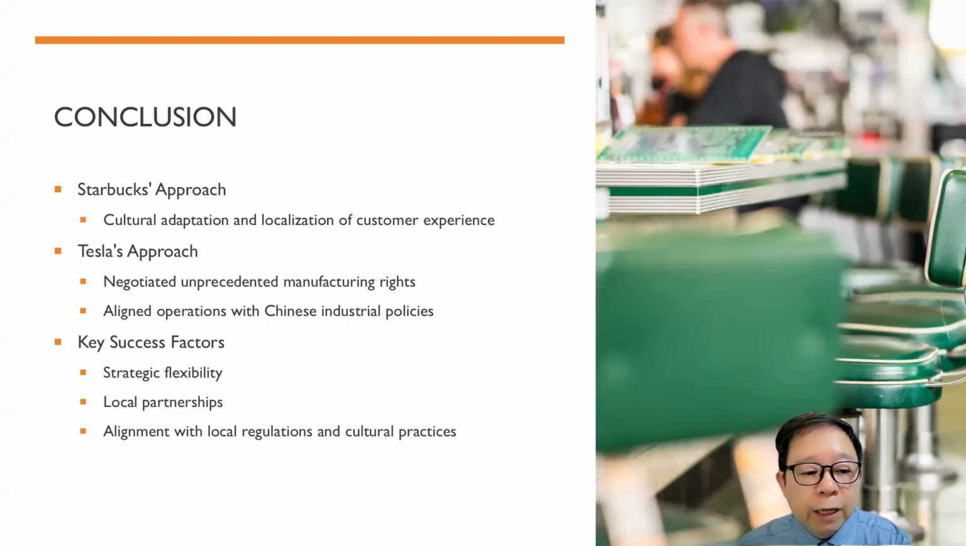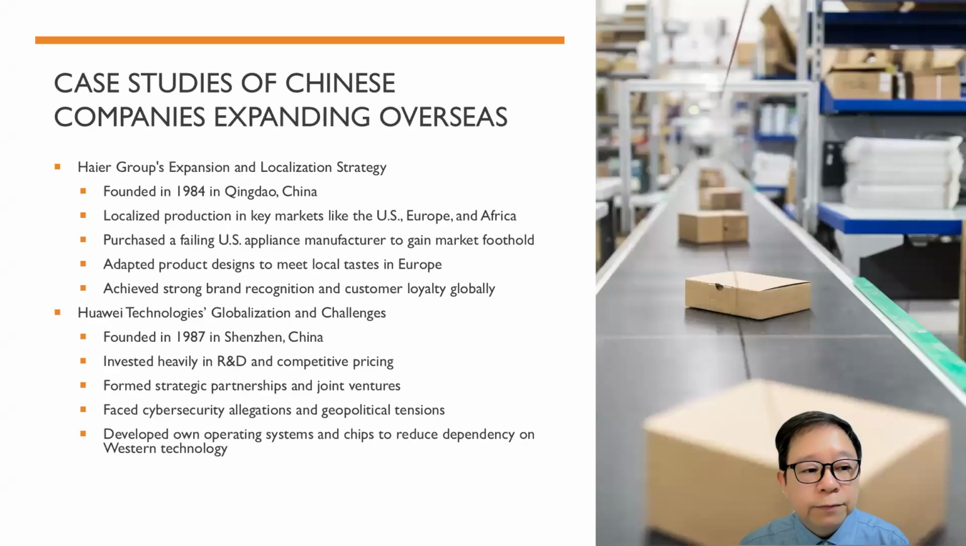Tesla, right? Before Tesla, foreign companies actually had to form a joint venture with a Chinese company to manufacture in the country. Tesla negotiated unprecedented manufacturing rights. It's the first time they have a 100% self-owned factory in China, but it aligns with China's industry policy, right? So the key factors are strategy flexibility, local partnership, and aligning with local and cultural practice. This is very important.